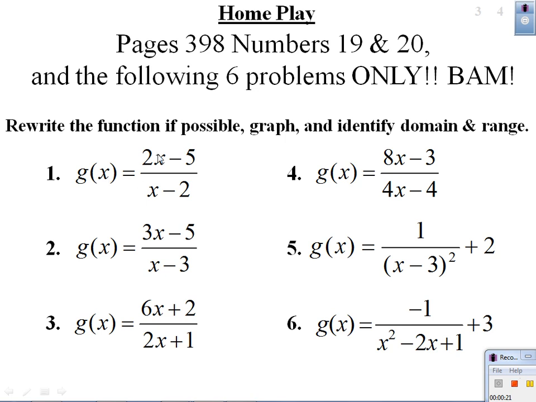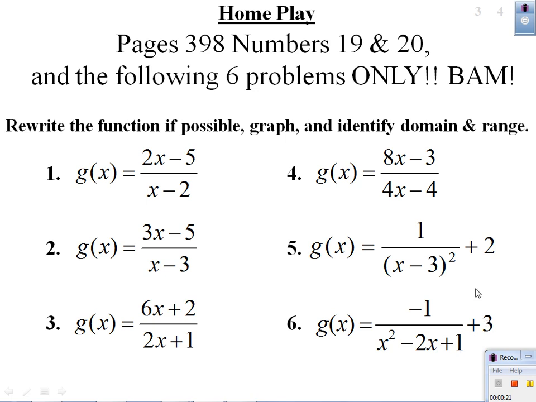First one is g of x equals 2x minus 5 over x minus 2. Number 2, g of x equals 3x minus 5 over x minus 3. Number 3, g of x equals 6x plus 2 over 2x plus 1. Number 4, g of x equals 8x minus 3 over 4x minus 4. Number 5, g of x equals 1 over x minus 3 squared plus 2. And number 6, g of x equals negative 1 over x squared minus 2x plus 1 plus 3.